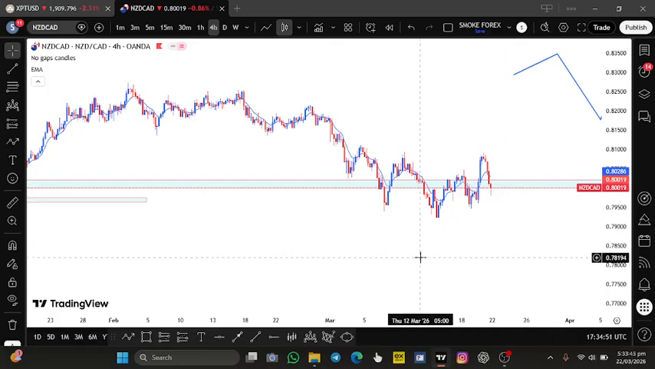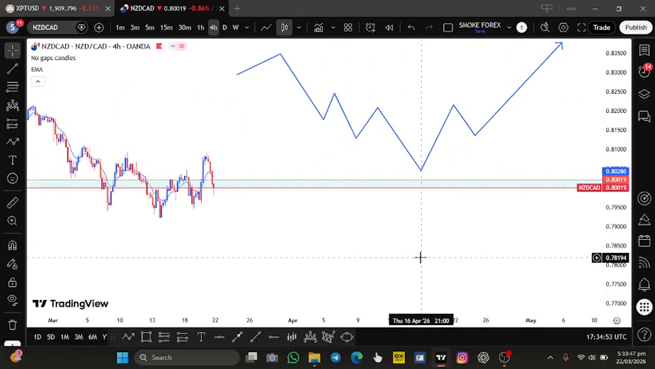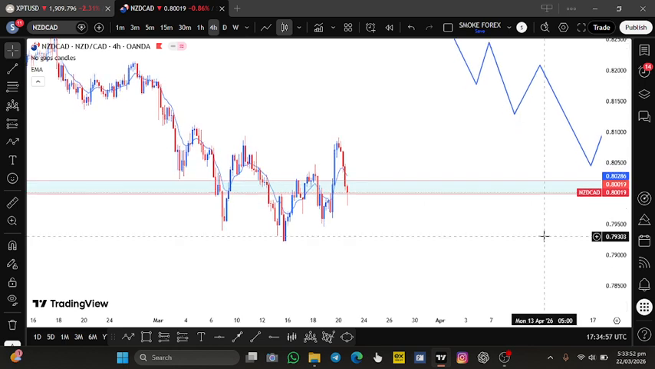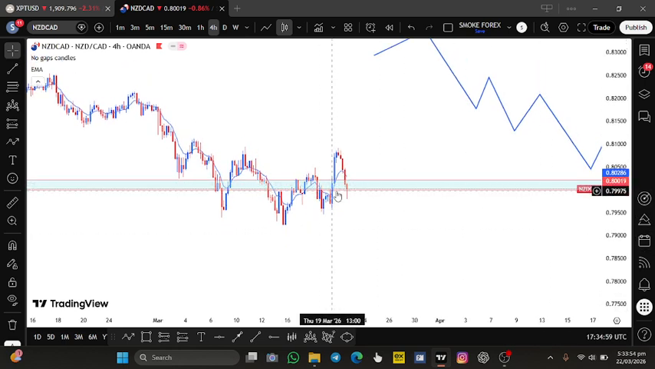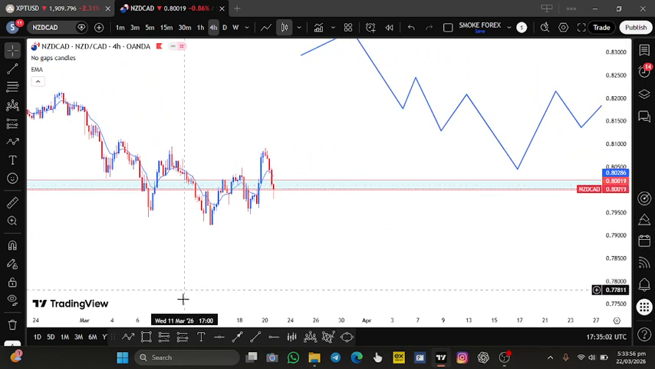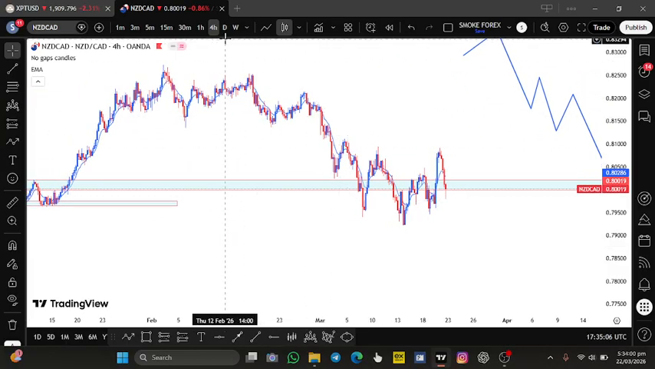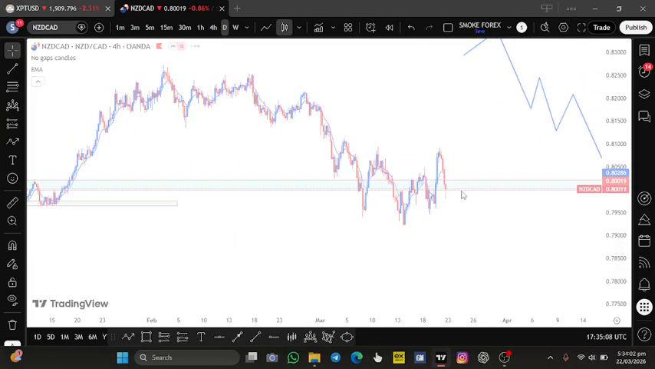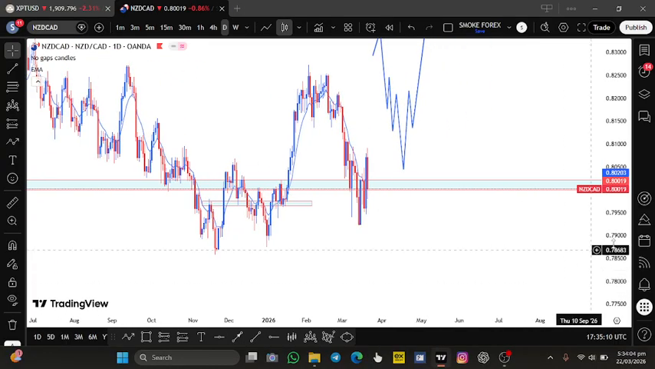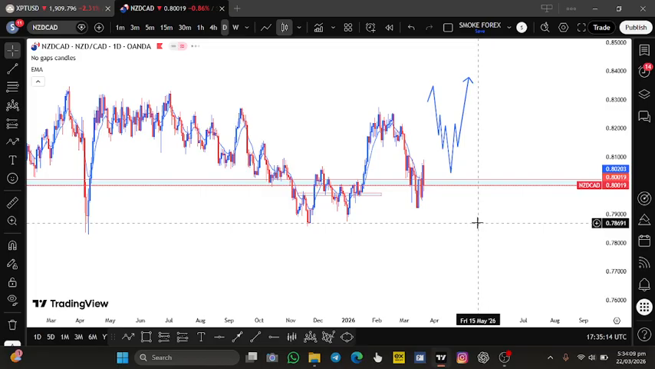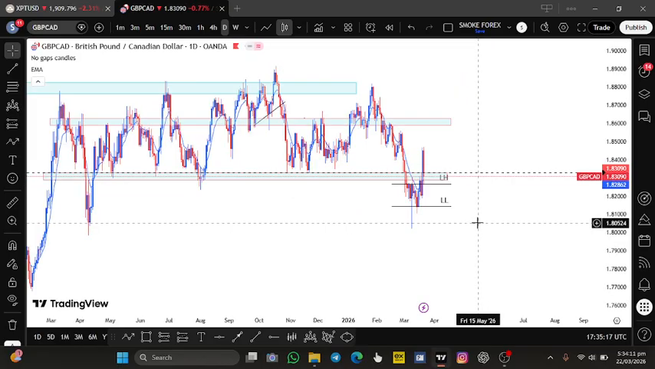So with this pattern, the 4 hour is rejecting this area, that's clean. So I will be waiting for the break. The break is not that clean. I don't know why I added this pair to my watch list for this week. This pair is not that clean. So moving on, we have GBP CAD.